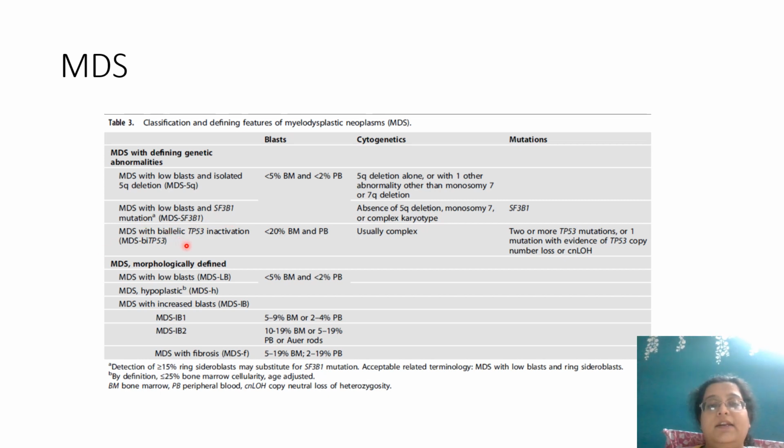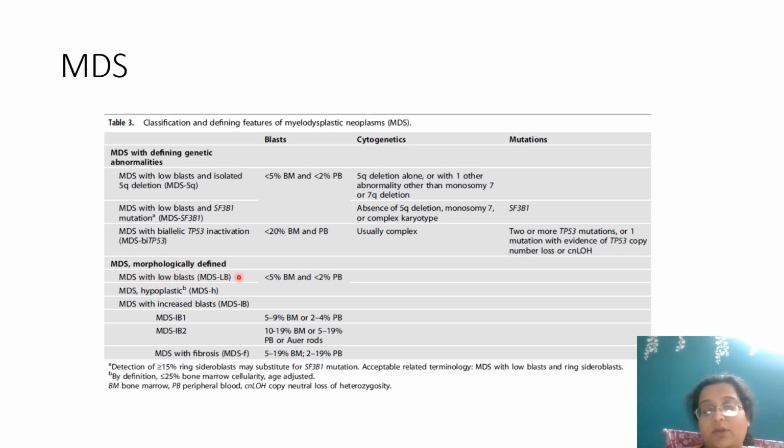MDS with biallelic TP53 inactivation, prognosis by TP53. Alright, less than 20% blasts, and it is complex karyotype. Two or more TP53 mutations, or one mutation with evidence of TP53 copy number loss or loss of heterozygosity. Okay, then. So you see blasts are less in the defining genetic criteria, either it's less than 5% or less than 20%. What you have to see is 5q, SF3B1 and biallelic TP53.